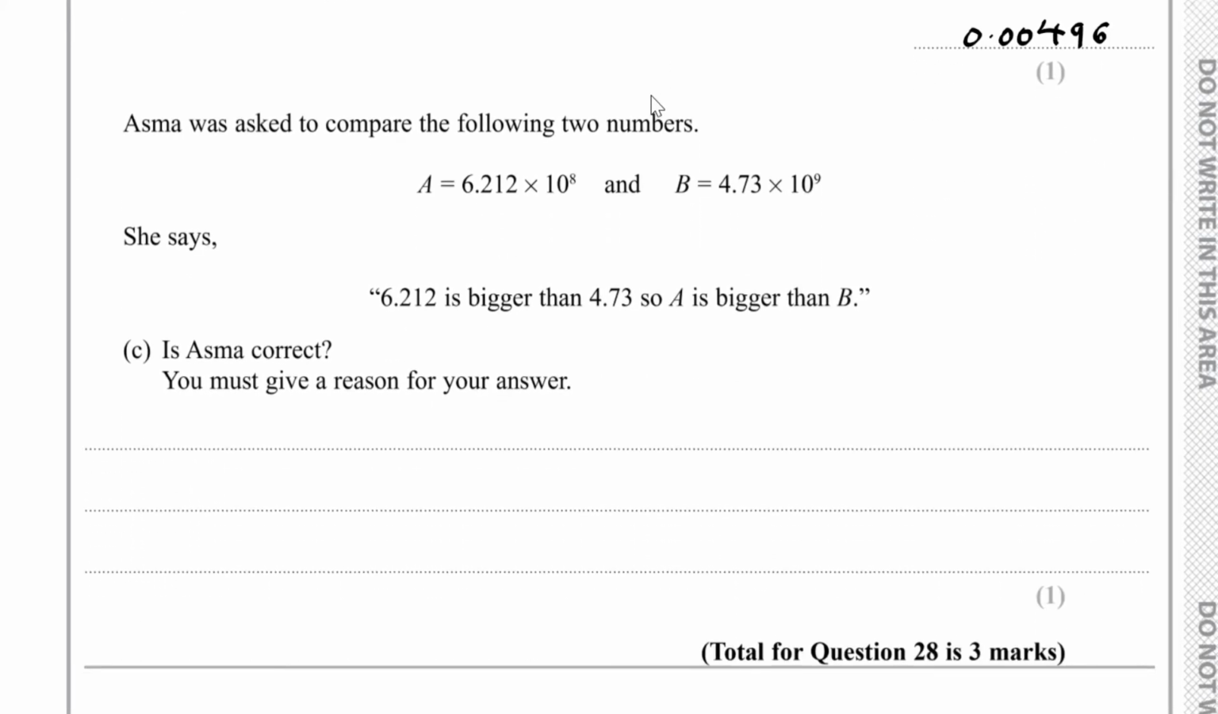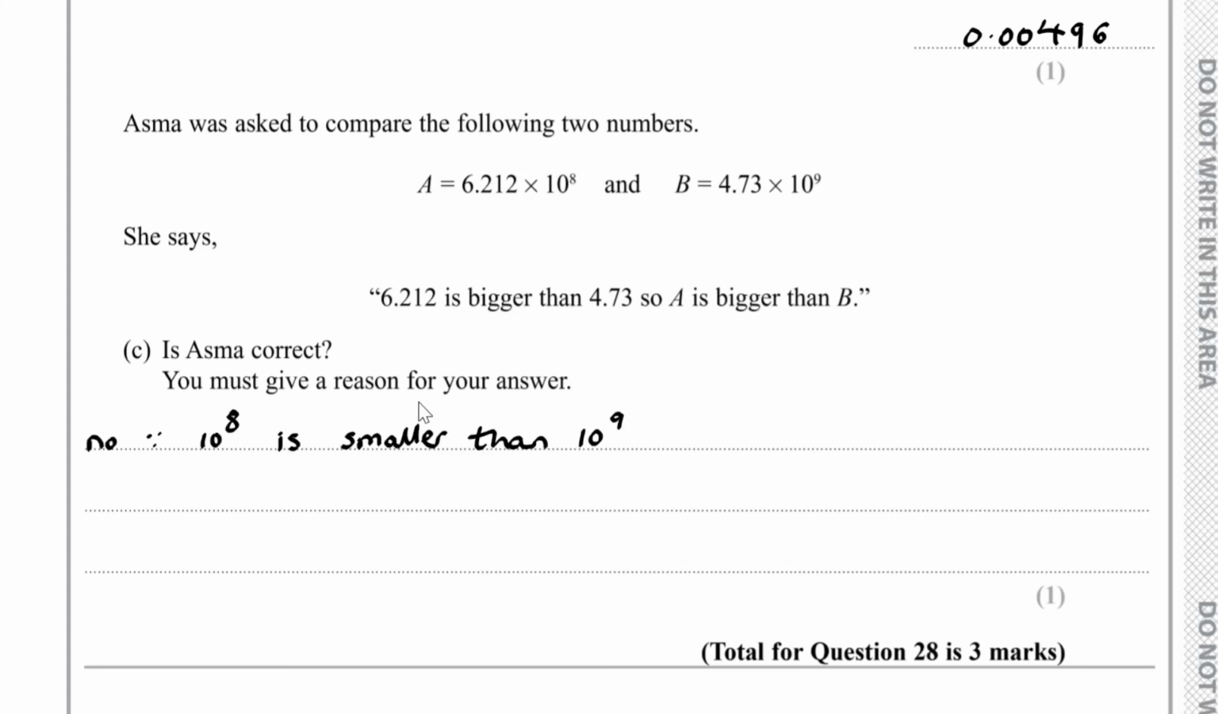For question 28 part C, Asma was asked to compare the two following numbers. So we have A, which is equal to 6.212 times 10 to the 8, and B, which is equal to 4.73 times 10 to the 9. She says because the 6.212 is bigger than the 4.73 here, A is bigger than B. Is she correct? And give her a reason for her answer.